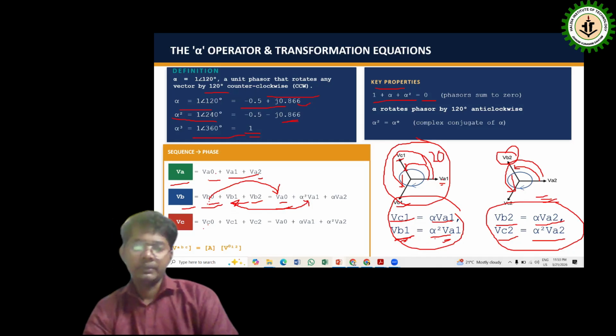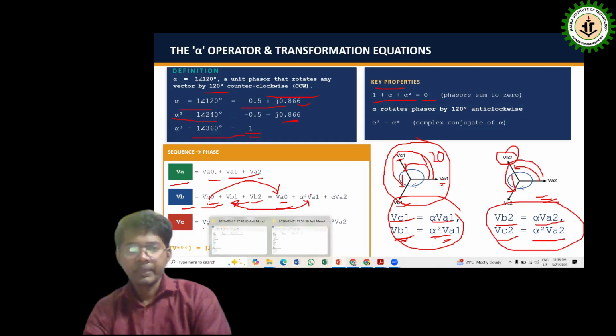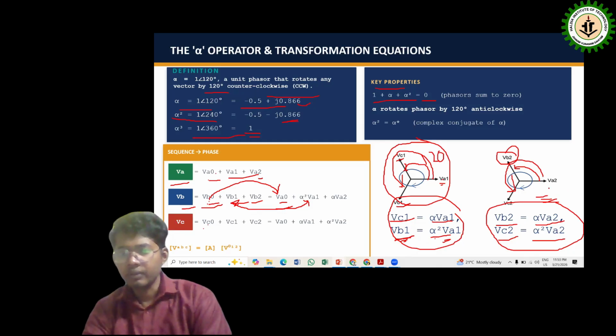So VB1 equals alpha square VA1. And VB2, from the negative sequence, VB2 equals alpha VA2.